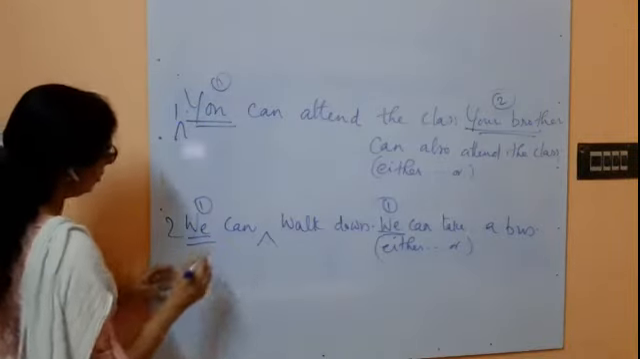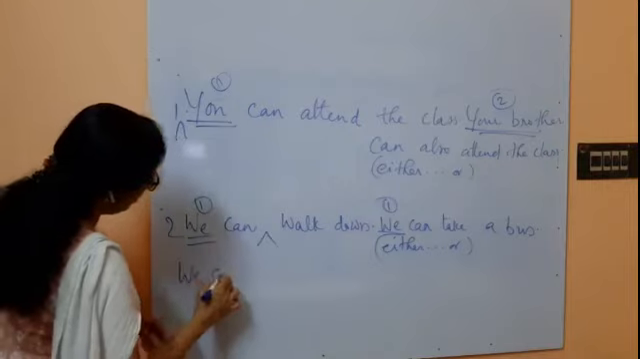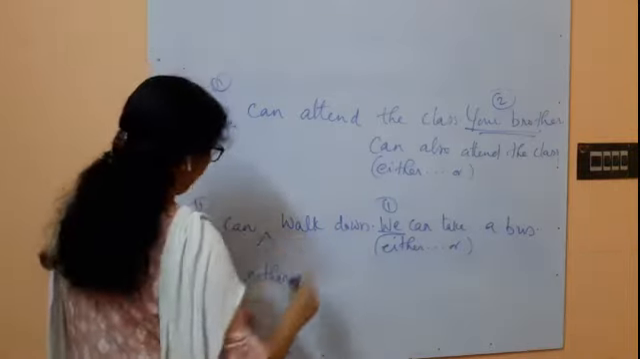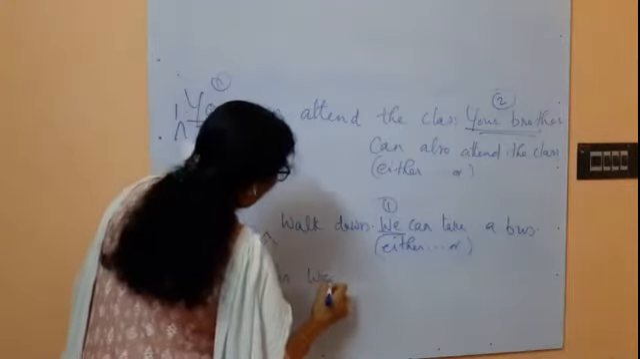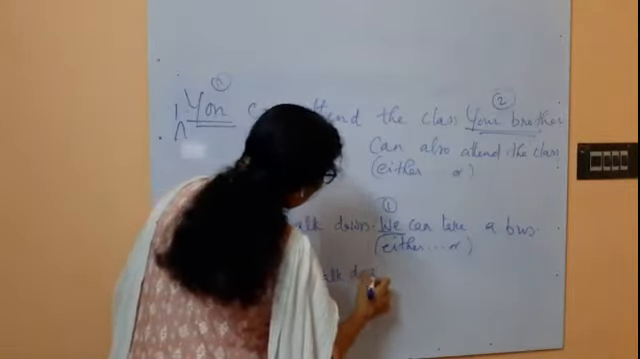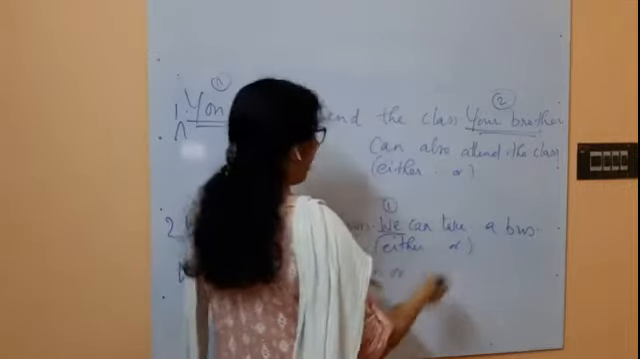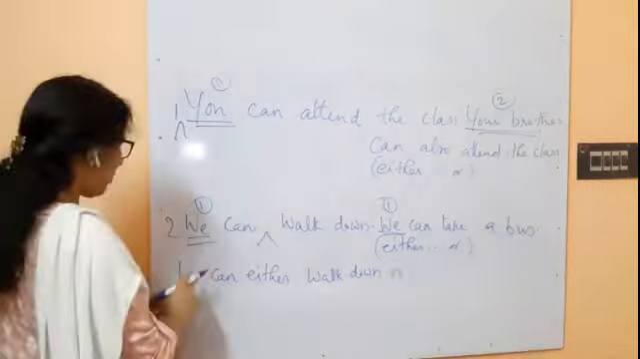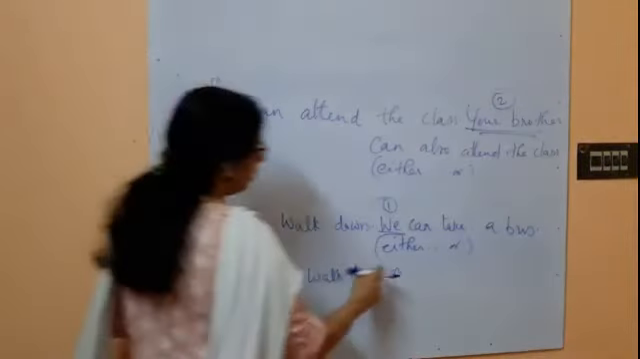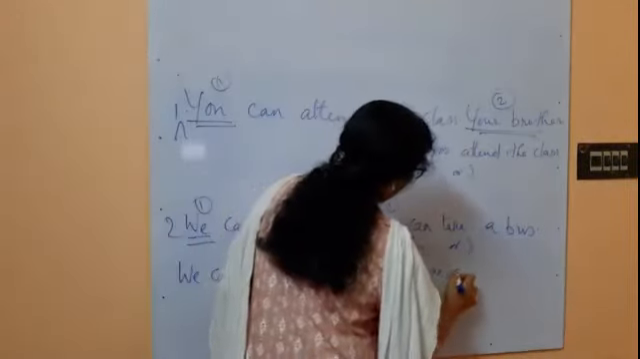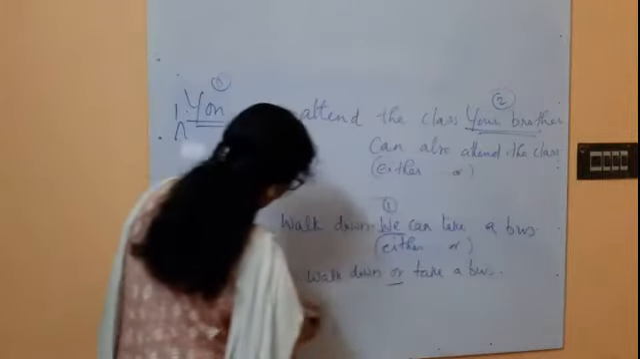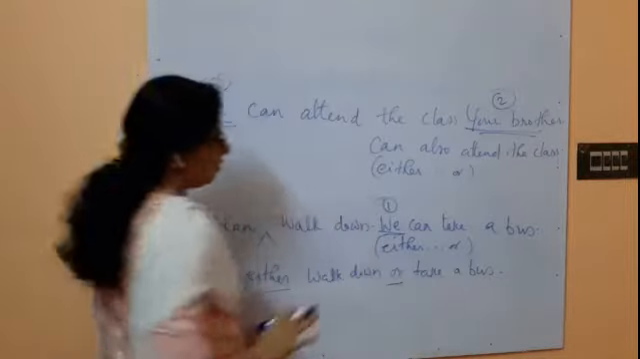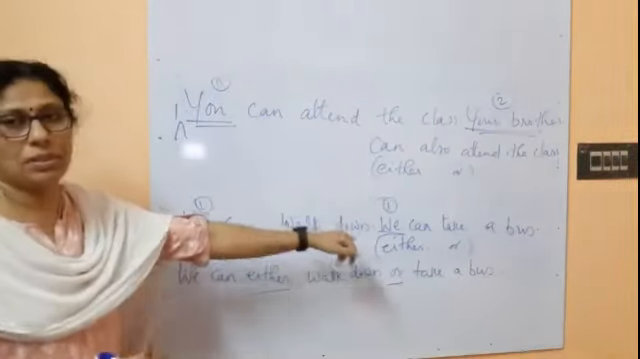So first one we will do this. We can. So two options are there. Either you can walk or you can take the bus. We can either walk down, or again we can is not needed because the subject is already same for both the sentences. So that is why once only we need to mention that we can either walk down or take a bus. So either or. We can either walk down or take a bus. This is how we will combine if both the subjects are same.